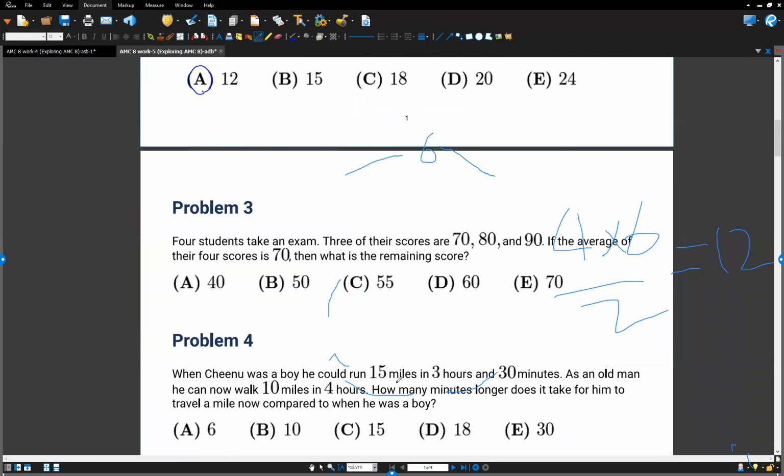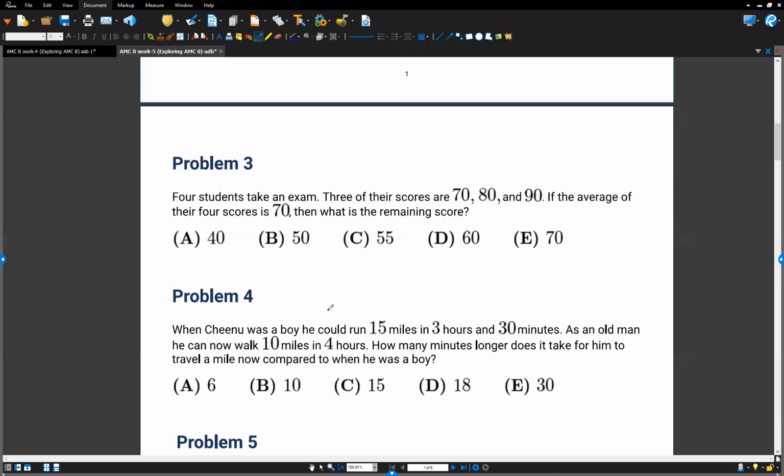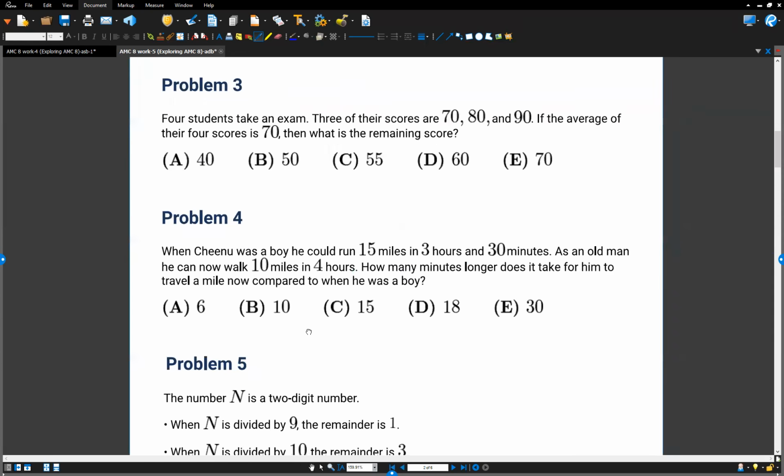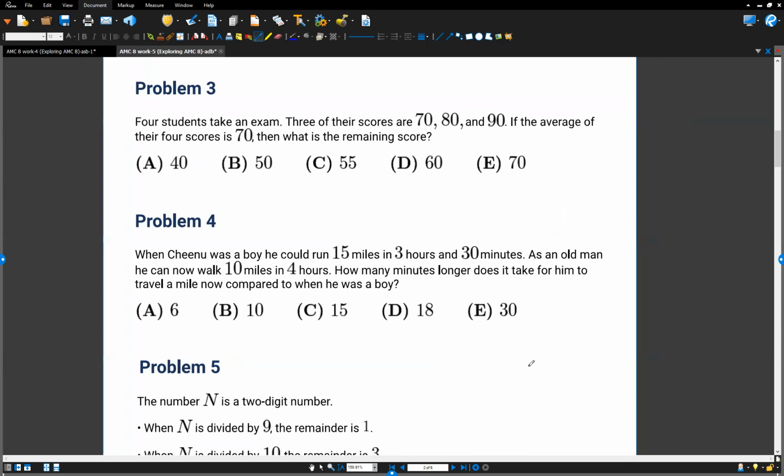All right, now move on. Oh, can you delete your writing there? All right. Now number 3. Everybody try number 3. 4 students take an exam. 3 of them score 70, 80, 90. The average of 4 is 70. What is the remaining score? That is not hard, I think, right? Try to find the remaining score.